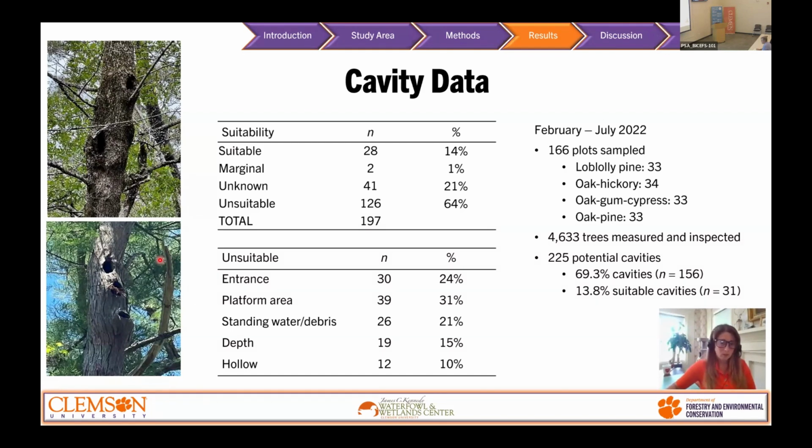41 cavities were classified as unknown, just due to inaccessibility. Out of those, 28 of them were too high due to the limitations of the method that I used. As shown in the bottom table, I found 126 unsuitable cavities, and I broke those down further by reason, whether it was the entrance, and again, this is the foremost as encountered by a hen breakdown.